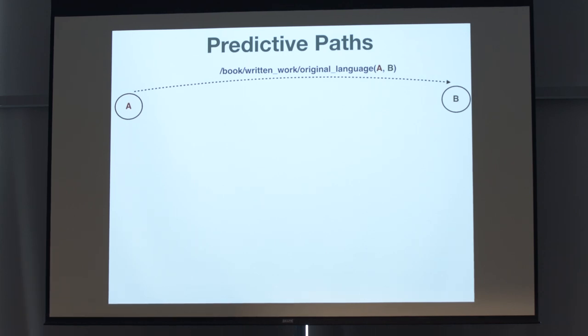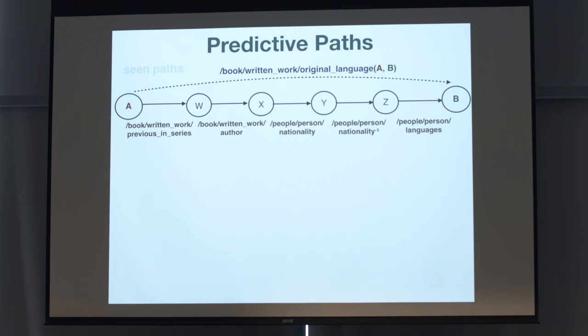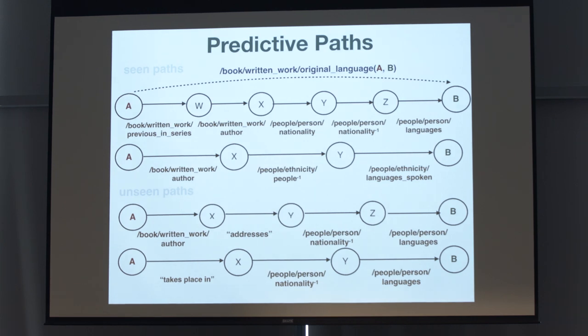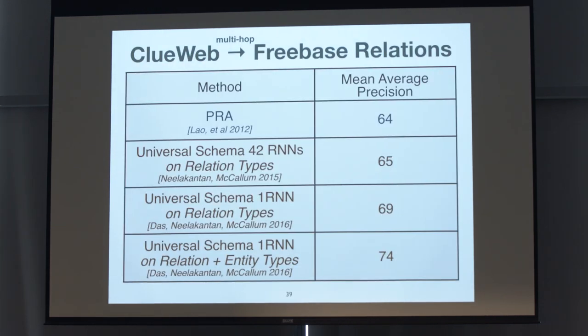Here I'm trying to predict, given a book, what's the original language in which it was written, for a case in which that direct edge does not exist in the knowledge base. The path found by our system goes from the book to another book, the previous one in the series of books. Who was the author of that book? What's that person's nationality? What's another person who shares that nationality, and what language do they speak? So that seems like a reasonable chain of inference to try to make an estimate of what a book's language is. There are a number of other examples I'm not gonna take the time to show. And over time, through various different research improvements, accuracy on this task has been growing.